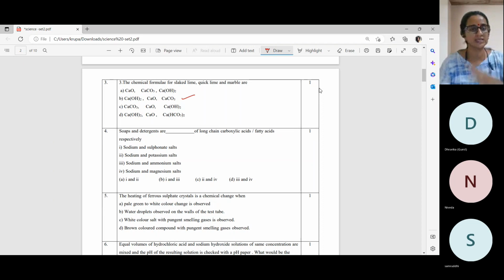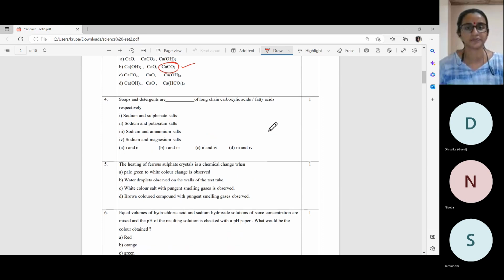In this, if you get a question like this and you're confused, pick one to focus on. For example, I always remember that marble is calcium carbonate, and I was fortunate that that's the only option where calcium carbonate is the third one, right? So yes, it is possible to get confused. So pick one and try to use that as your elimination process. Okay, let's look at question 4.